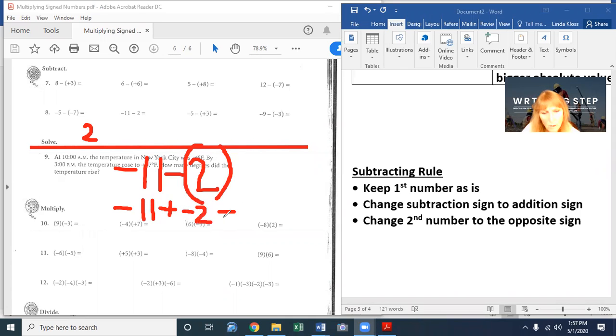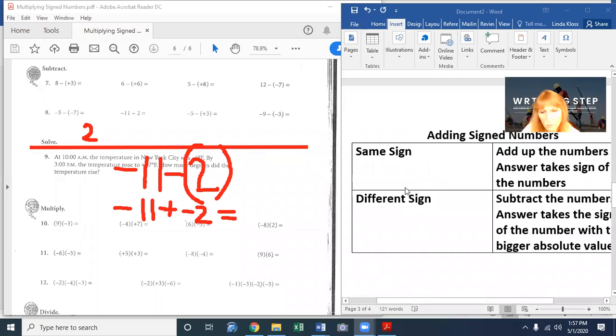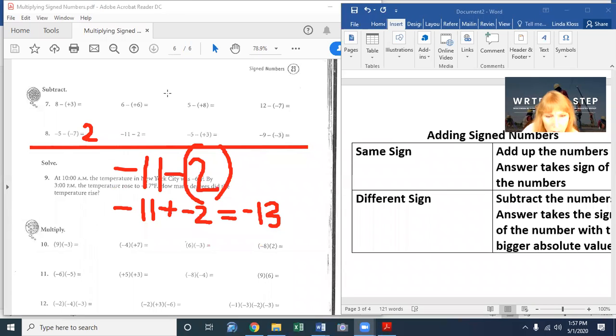So now we follow our addition rules. We have a negative 11 plus a negative 2. Same sign. Add up the numbers. They take the sign of the numbers. So 11 plus 2, 13, and then they're negative. So the answer is negative 13. Oh, kind of scrolled, I think, on my screen. Let's scroll back. So that would be negative 13 right there.